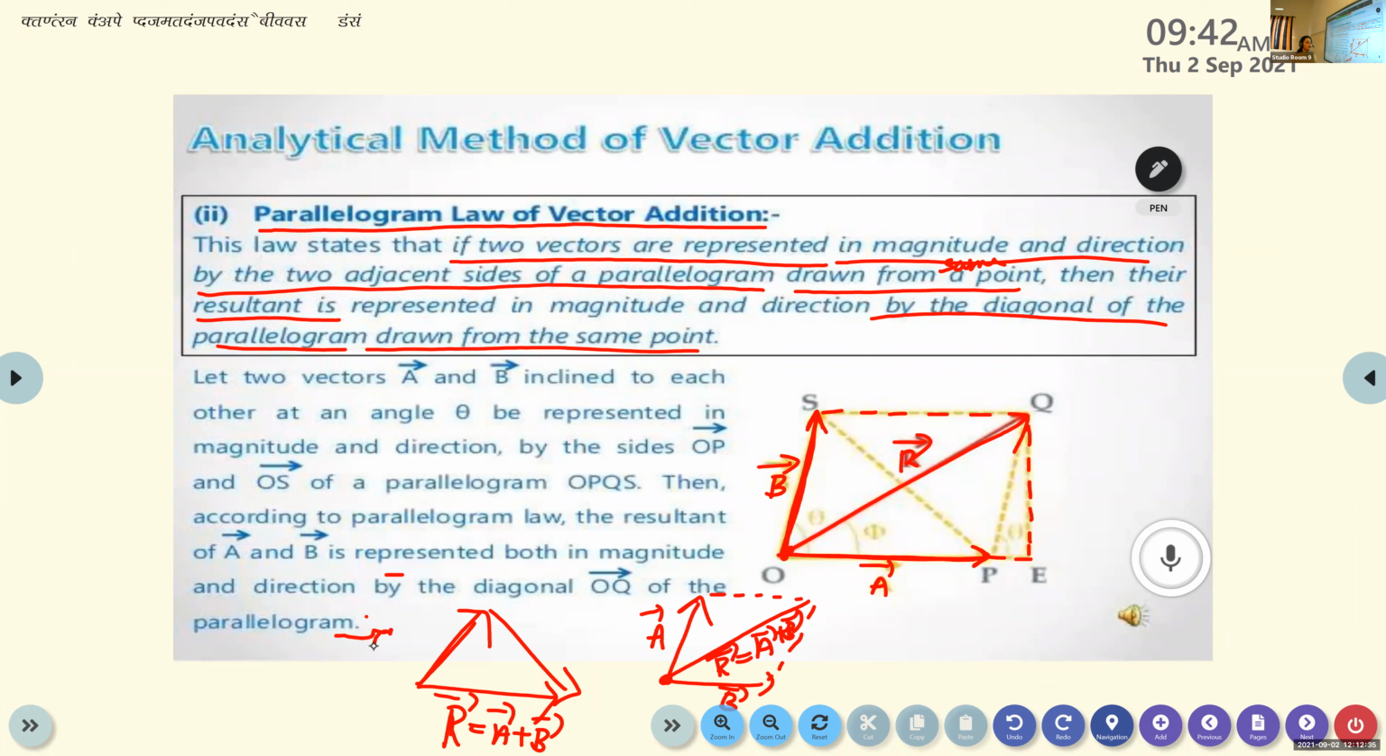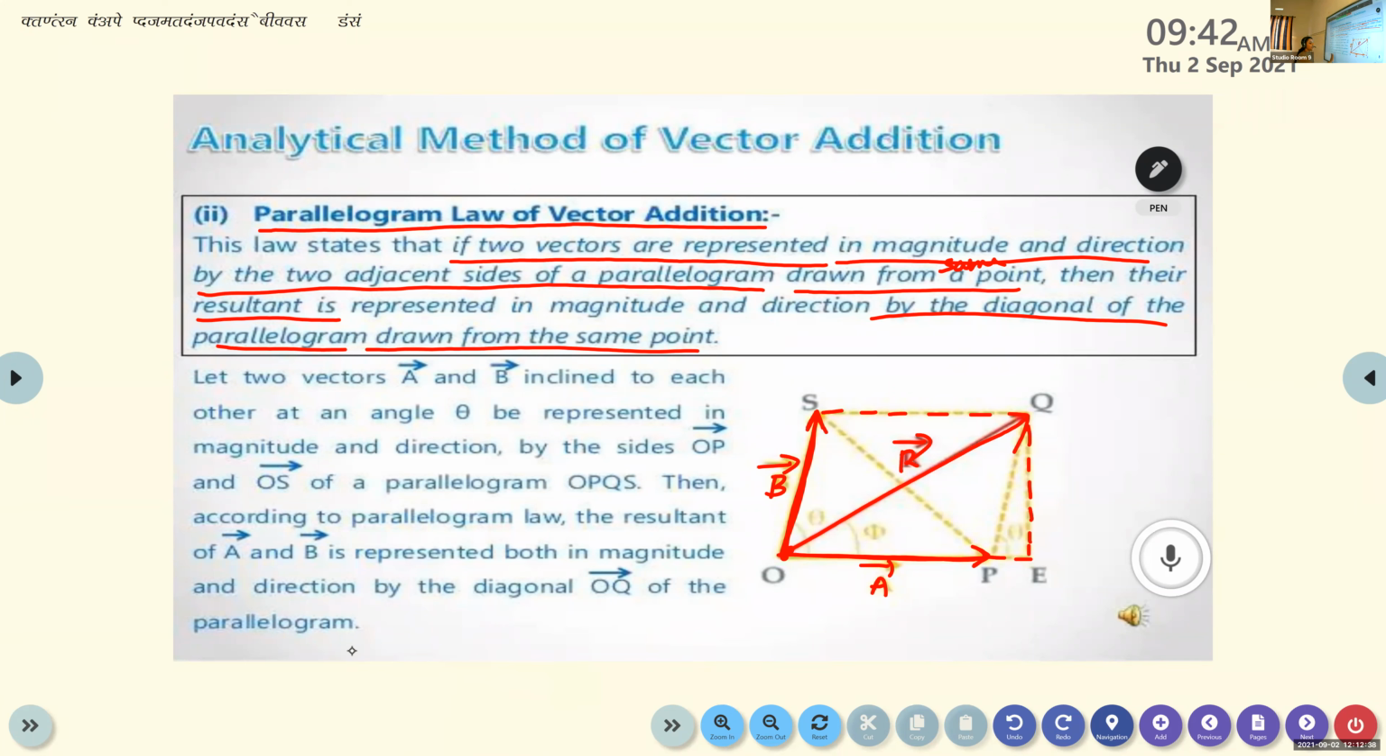This is the way you can identify whether you need to apply the parallelogram law or the triangle law. In vector addition, sometimes you may be confused which law to apply. So just think whether it is given in same order or same point. If it is given in the manner of same order, you must apply the triangle law. If it is in the form of same point, you apply the parallelogram law to find the resultant vector. So that is the difference between the triangle law and the parallelogram law.